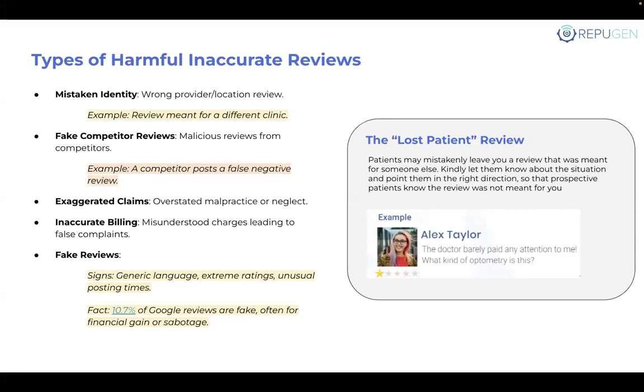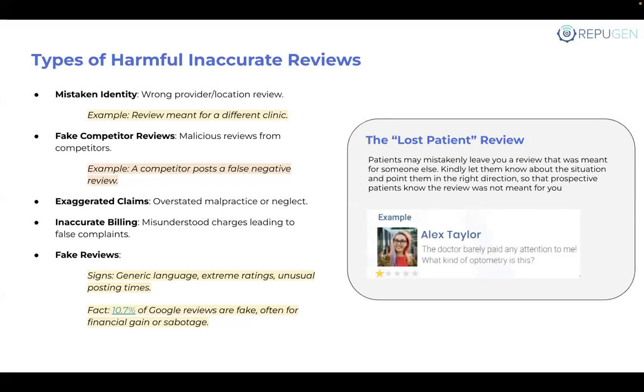And then there are also fake reviews that can be posted with the intent to sabotage or even manipulate your ratings. So for this, you'd want to look at some generic language or extreme ratings such as only 1 stars or 5 stars, or unusual posting times. So maybe late at night or on days that you're not even servicing people.